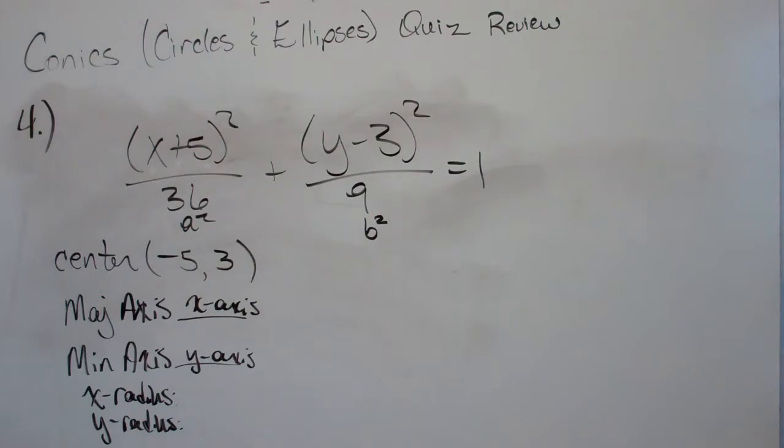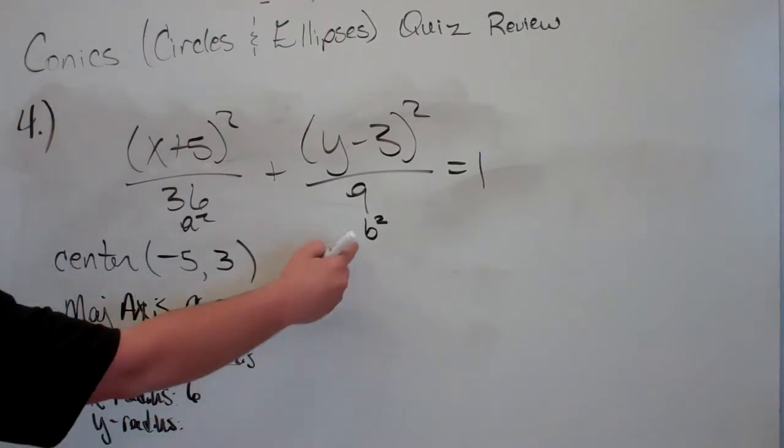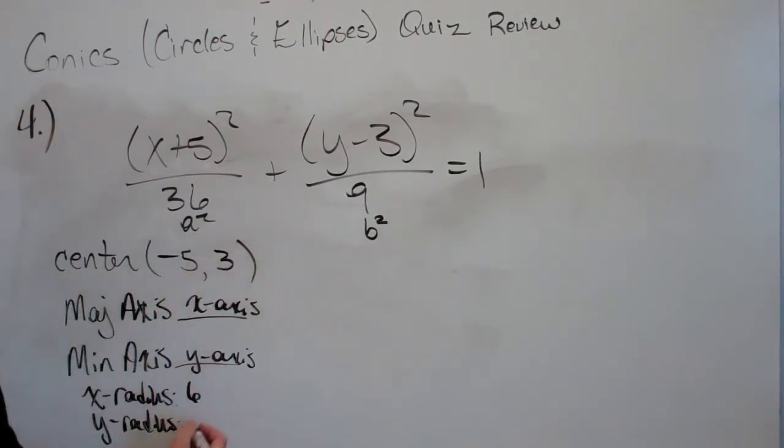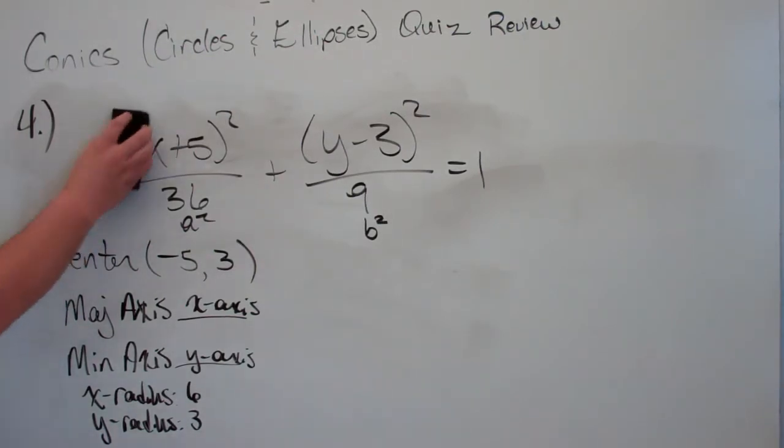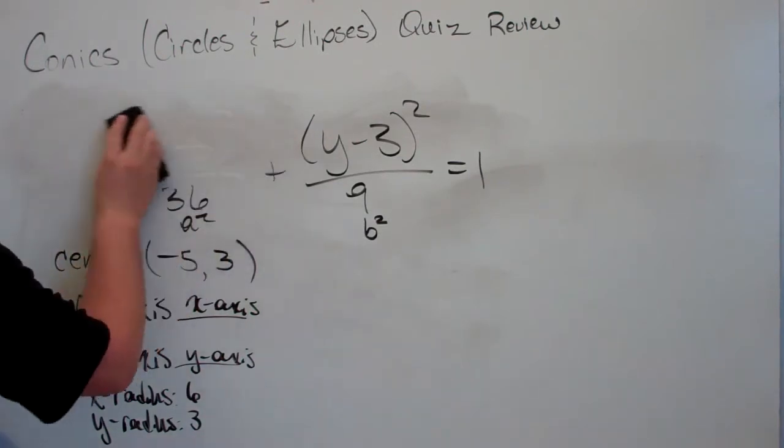Now we need the x radius and the y radius. Remember, the x radius is simply a, the y radius is simply b. A squared is 36, so that means a is 6. So our x-axis radius is 6. B squared is 9, so b is 3. So our y radius is 3. Alright. There's number 4. Let's go to number 5.